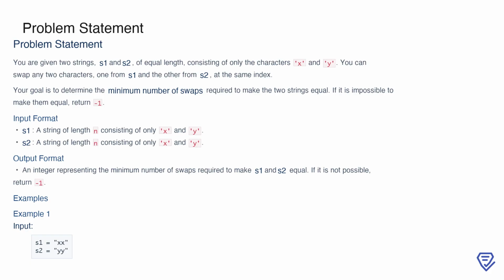For the input format, we are given two strings, S1 and S2, both strictly composed of X and Y. The output is an integer that represents the minimum number of swaps needed to equalize the strings, or -1 if it's impossible. Let's look at some examples to better understand the problem.